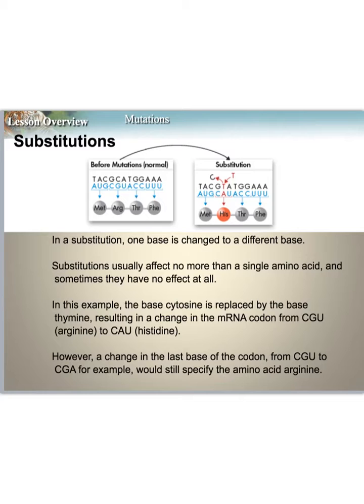In a substitution, one base is changed to a different base. Substitutions usually affect no more than a single amino acid, and sometimes they have no effect at all. In the example above, the base cytosine is replaced by the base thymine, resulting in a change in the messenger RNA codon from CGU, which is arginine, to CAU, which is histidine. However, a change in the last base of the codon from CGU to CGA, for example, would still specify the original amino acid arginine.